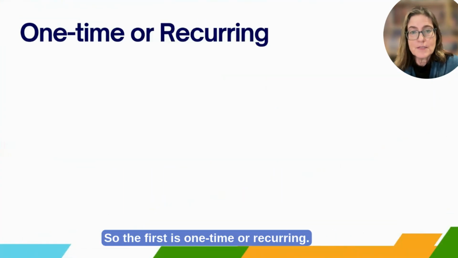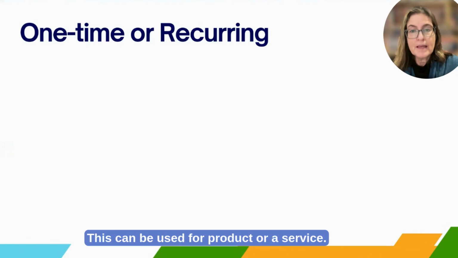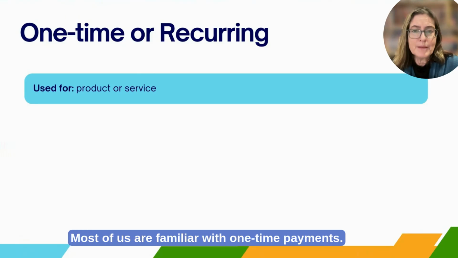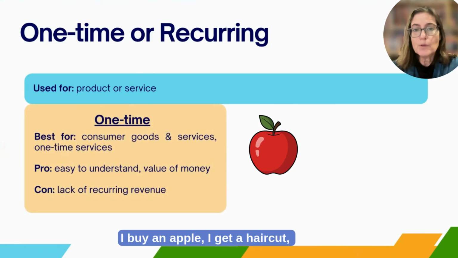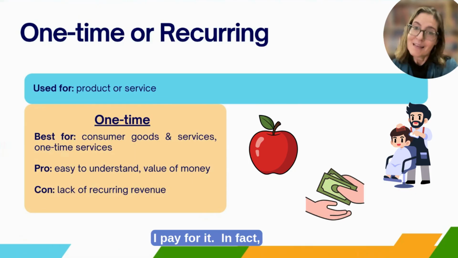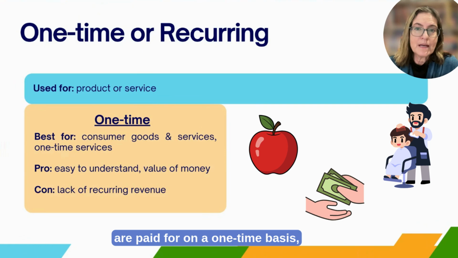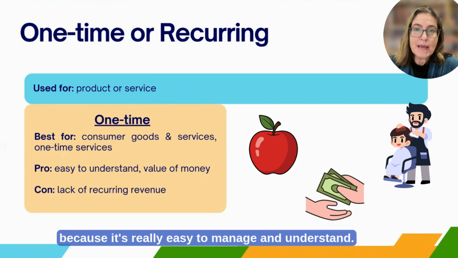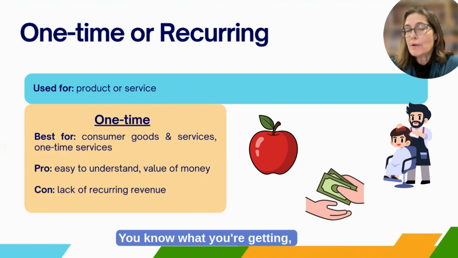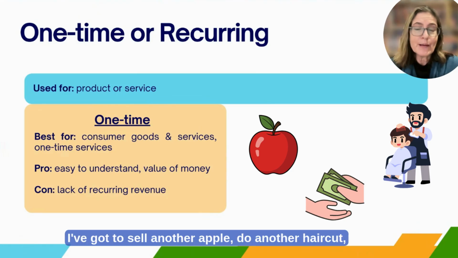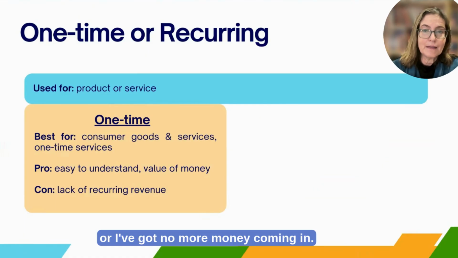So the first is one-time or recurring. This can be used for a product or a service. Most of us are familiar with one-time payments. I buy an apple, I get a haircut, I pay for it. In fact, most consumer products and services are paid for on a one-time basis because it's really easy to manage and understand. You know what you're getting, I know what I'm charging you for. The challenge is that after I've sold that apple today, tomorrow I've got to go out and sell another apple, do another haircut, or I've got no more money coming in.